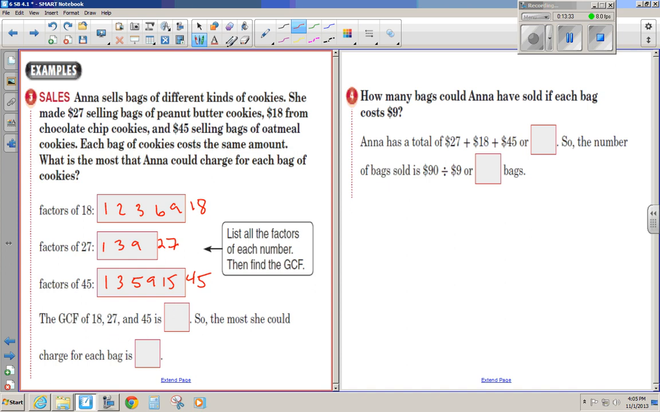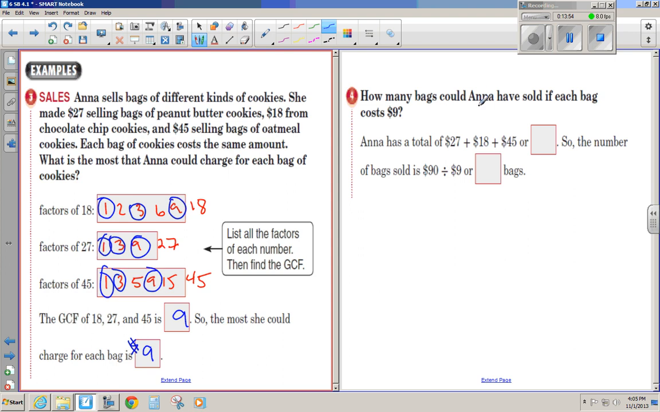So the common factors, if you look at all of these, the greatest common factor, well, they all have 1 in common. They all have 3 in common. They all have 9 in common. So the greatest common factor is 9. So the most she could charge for each bag is $9.